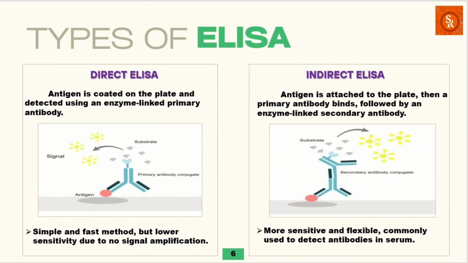So here we are adding first the antigen, above that we are adding the antibody, which initially forms the antigen-antibody complex. With that, we are adding the secondary antibody, which is linked to the enzymes. This secondary antibody binds to the primary antibody, and the primary antibody binds to the antigen. So it makes a more complex. This method is more sensitive and flexible, commonly used to detect antibodies in serum.